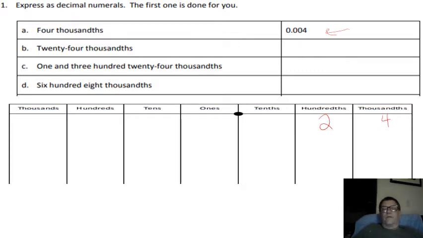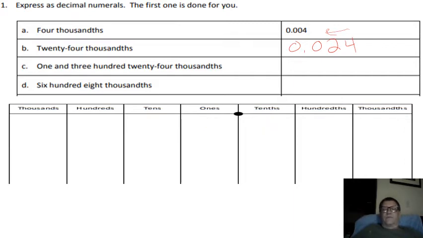Get rid of that 2. There we go. And in the empty placeholder, I need to put a 0. And it's very common to put a 0 in the ones place when you have a decimal fraction less than 1. So this would end up to be 0.024. All right. Let's try the next one. I'm going to erase these so that we can see it.